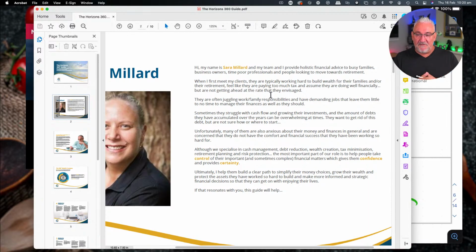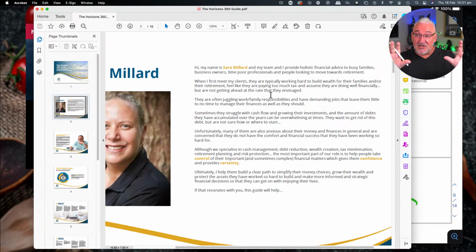The most important part of our role is to help people take control of their important and sometimes complex financial matters, which gives them confidence and certainty. That's the want and the aspiration. So they're the wants, basically. People want control, confidence, and certainty. Ultimately, I help them clear a path to simplify their money choices, grow their wealth, protect their assets that they've worked so hard to build, and make more informed strategic and financial decisions so that they can get on with enjoying their lives. If that resonates with you, this guide will help.